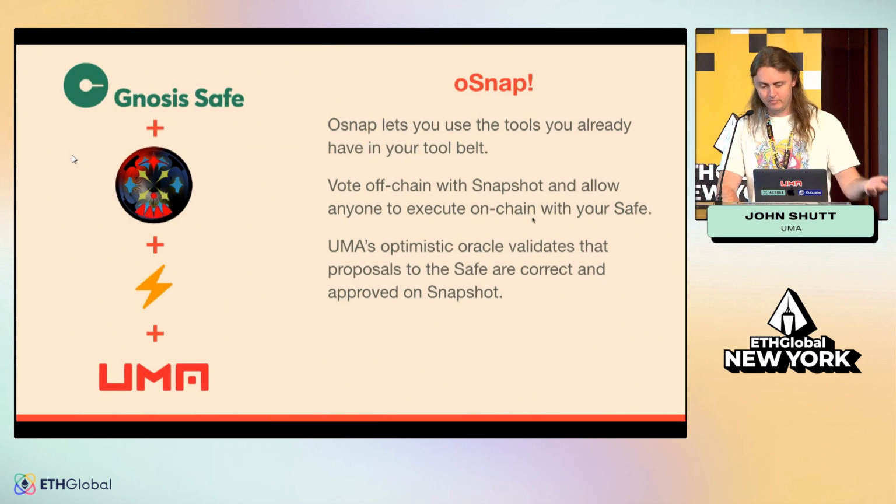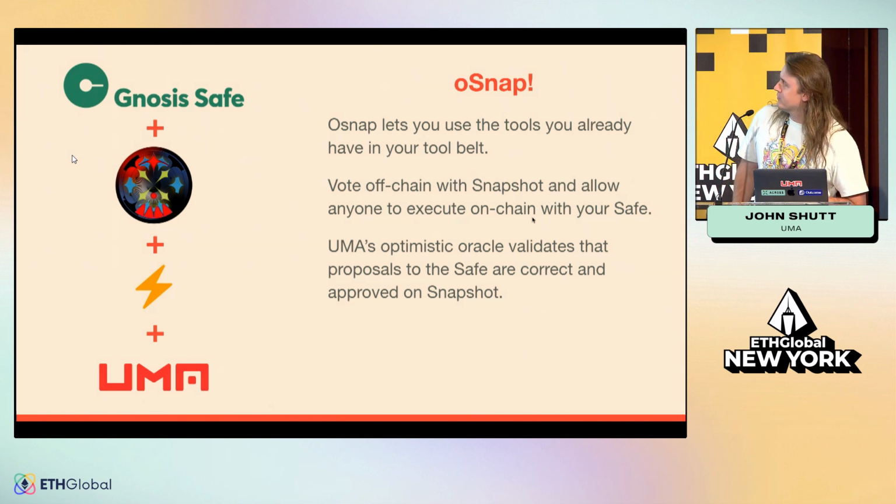And it's using tools that are really familiar, just using a Gnosis safe, a cool little logo for the Zodiac framework for adding stuff to a Gnosis safe. There's all kinds of other cool Zodiac things that you should check out for the hackathon. Snapshot and UMA.